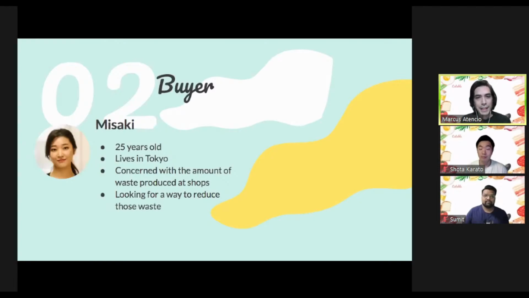And next we have Misaki. She's 25 years old and she lives in Tokyo. She lives in a very crowded area that has a lot of restaurants. Misaki often gets home in the evening and notices that the restaurants are often throwing out bags of food.